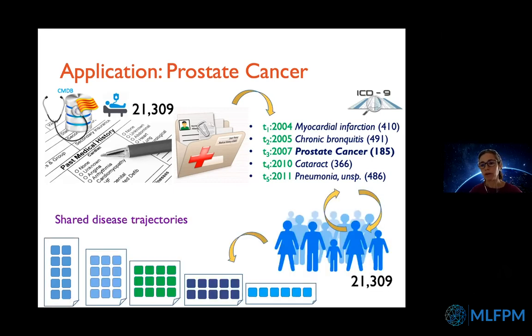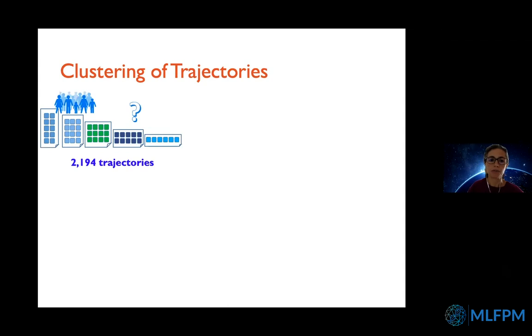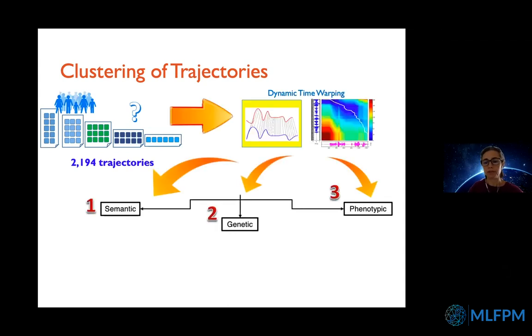And then we applied our approach to identify those common shared disease trajectories. So this is a summary of the trajectories that we identified from this registry. We identify trajectories of length 2, so that have 2 diseases, 3, 4, 5, up to 6. And these are the number of trajectories that pertain to each category. And these sum up to a little bit more than 2,000 trajectories. And these are the set that we then used for the clustering algorithm using the three metrics that I have already described for the dynamic time warping.